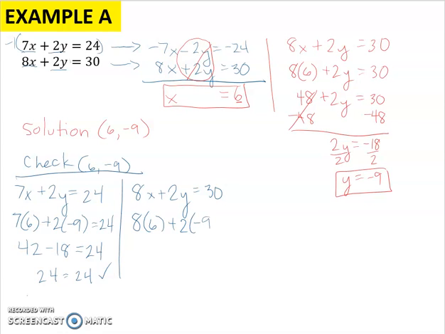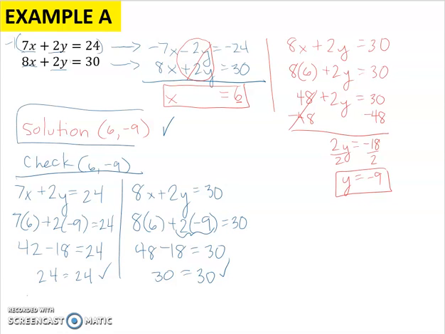So again, swapping the x and the y for the x and the y value. All right, so I get 48. This is negative 18. 48 minus 18 is 30, which equals 30. Woohoo! My solution was correct. Okay, so that's what we're doing with elimination. You want to create that zero pair to help you out so you can combine the equation.